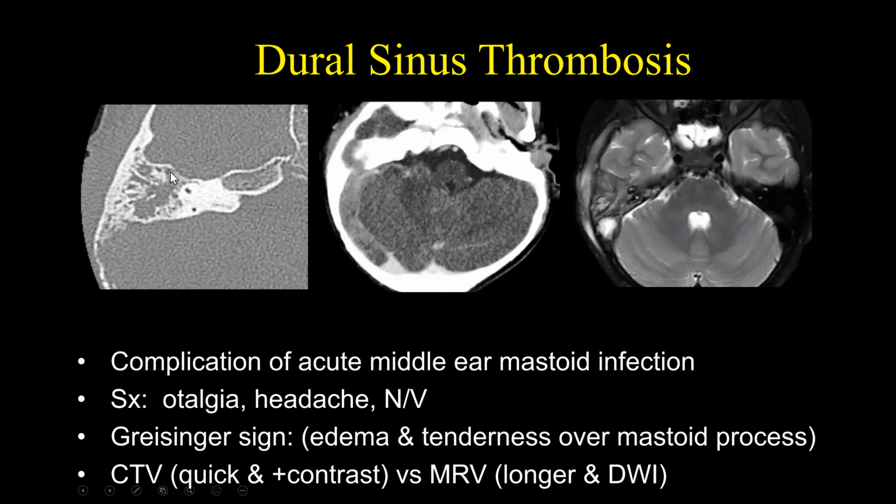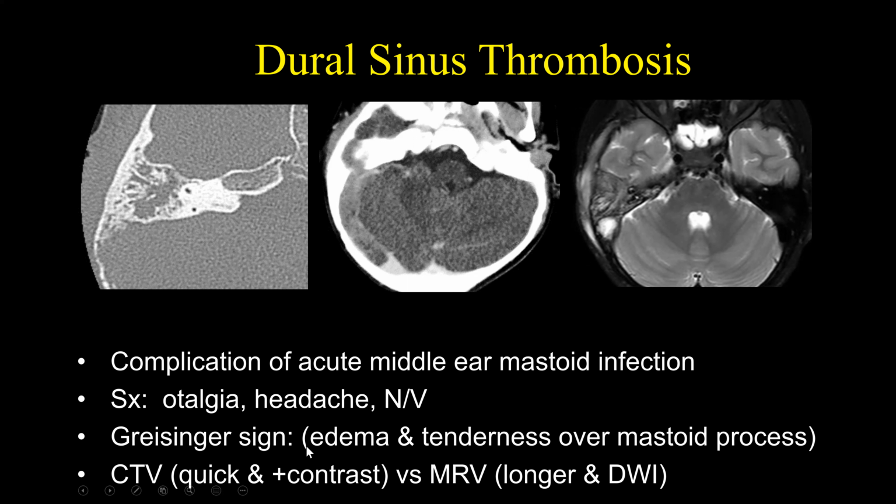Another complication that we always have to worry about when we're looking at infections involving the middle ear and the mastoid air cells is that they can extend posteriorly to erode the cortex right here and erode the dural plate. And if this continues, then this can result in dural sinus thrombosis. So dural sinus thrombosis is a complication of middle ear and mastoid infections. The symptoms are otalgia, headaches, and nausea and vomiting.